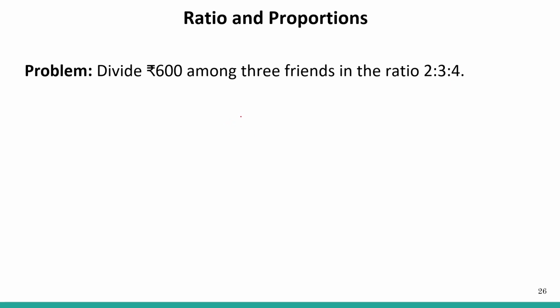So let's say the first friend has 2x, the second friend has 3x, the third friend has 4x. Their sum will be 2x plus 3x, 5x plus 4x, equal to 9x. So 9x is equal to 600. This implies that x is equal to 600 by 9.